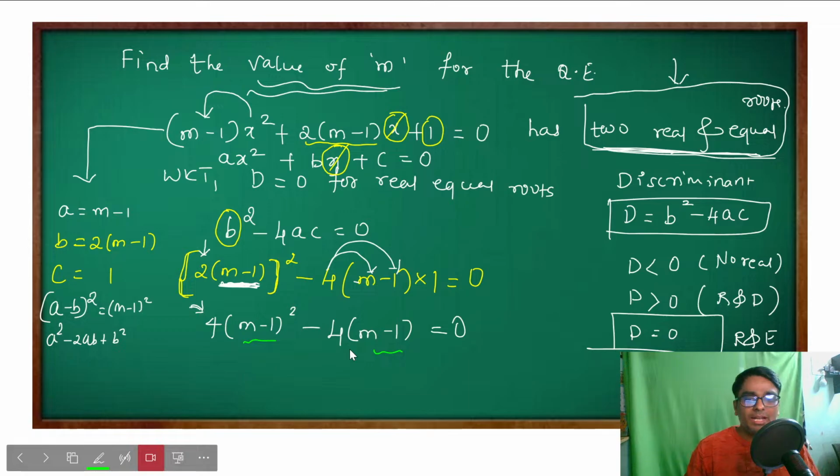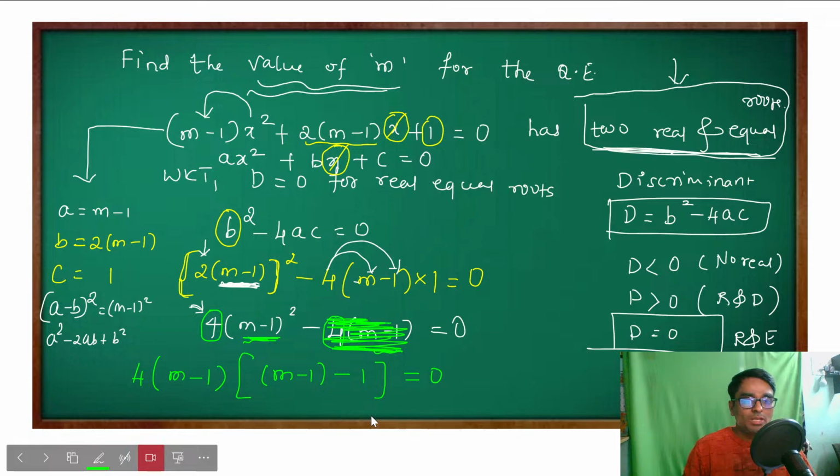So can I take m minus 1 common? Yes, I can take m minus 1 common. If I take m minus 1 common, who is remaining now? 4 is remaining, because I will take 4 into m minus 1 only common, because I have 4 here also. Now who is remaining here? Only m minus 1 is remaining. Then what is remaining here? This full term is out, means nothing is there. So 1 will be there, which is equal to 0.